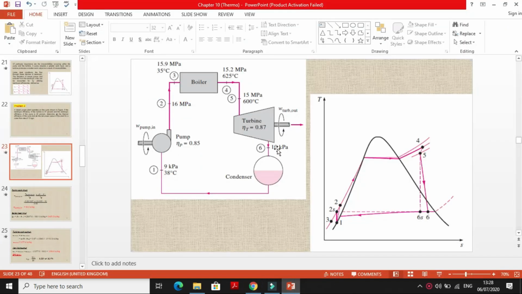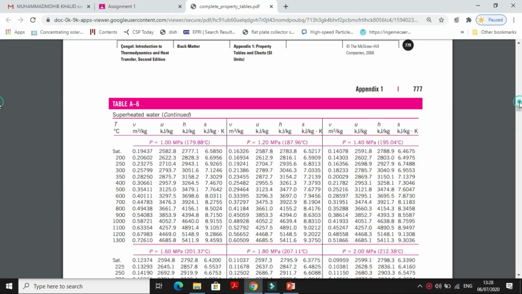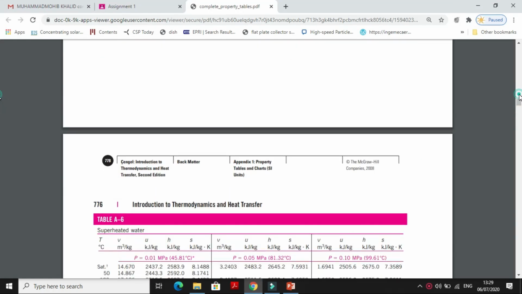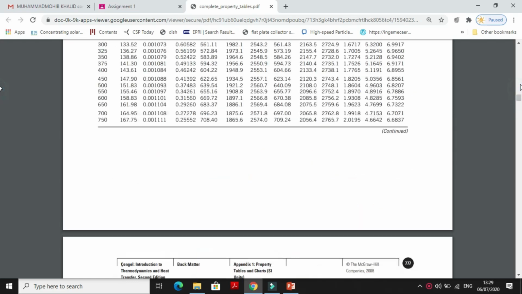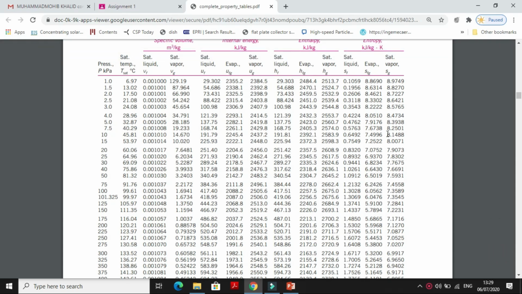You can see here we have 10 kilopascal. So moving back to table A5, when we have 10 kilopascal, you can see the values of SF and SG. SG is 8.1488. But the given value of S6, which is equal to S5, is around 6 point something. So it means we have the vapor mixture region at point number 6.